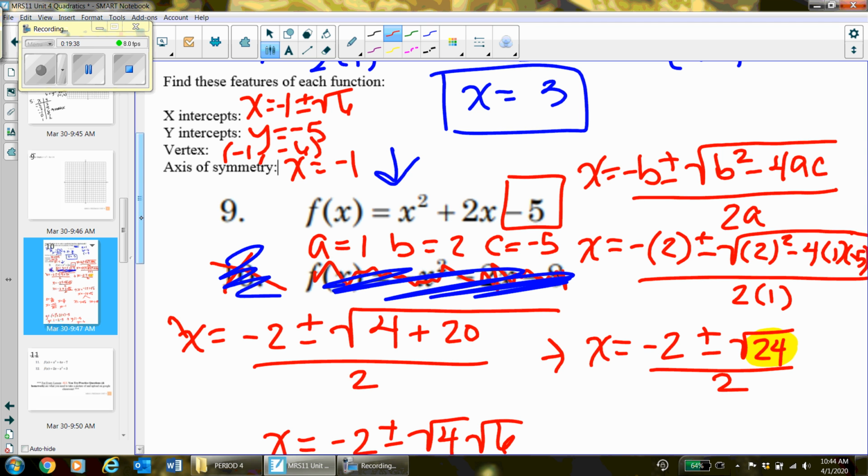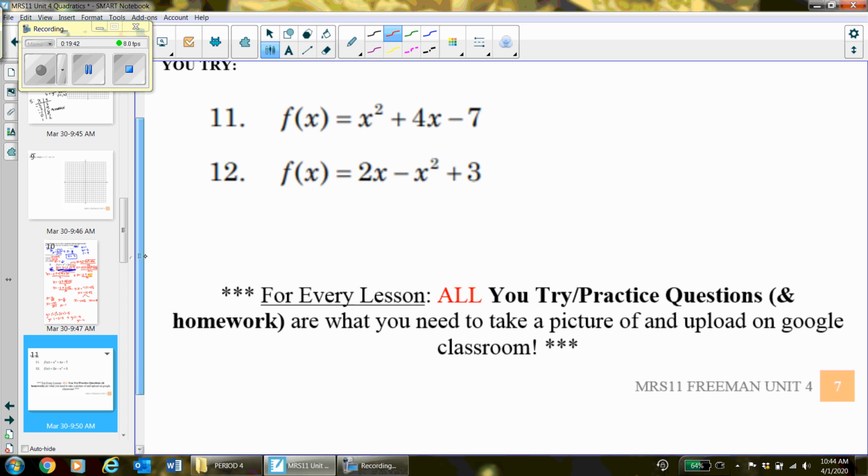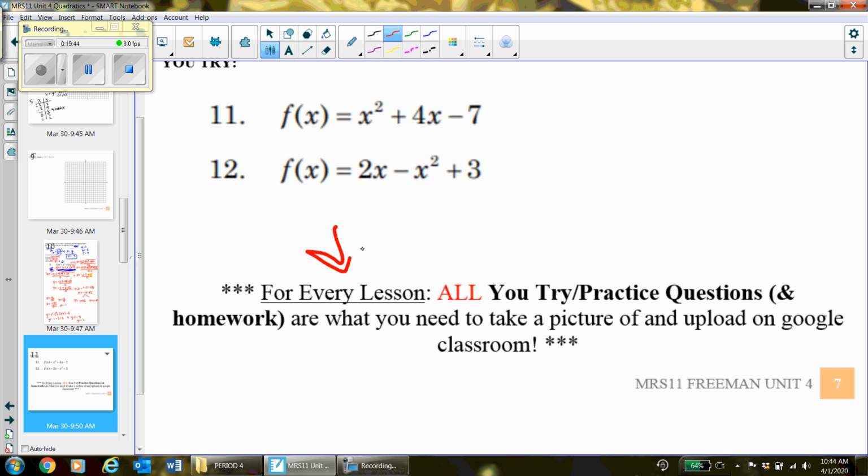Yes, there are a lot of steps. I want you to try these next two questions on your own for every lesson. Here you try and practice questions and homework are what you need to take a picture of and upload to Google Classroom. Make sure you're uploading it to the correct thing.